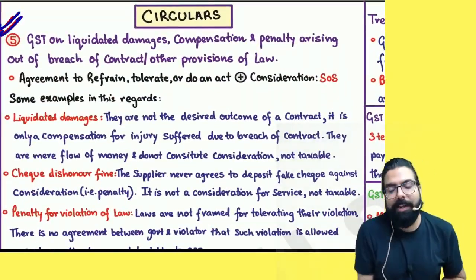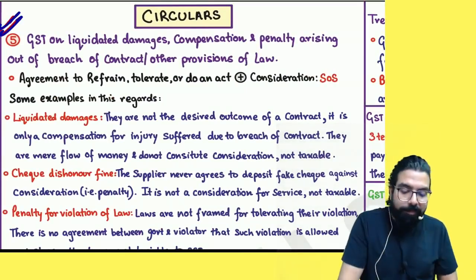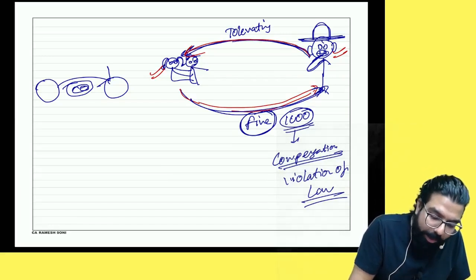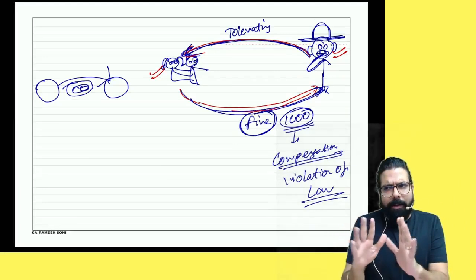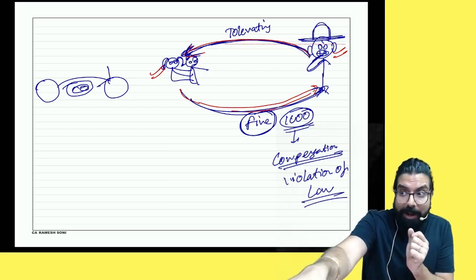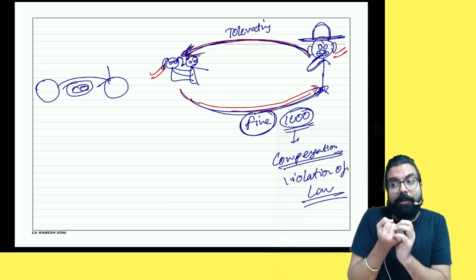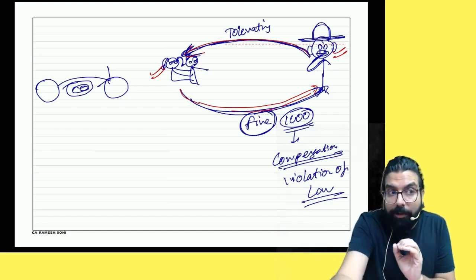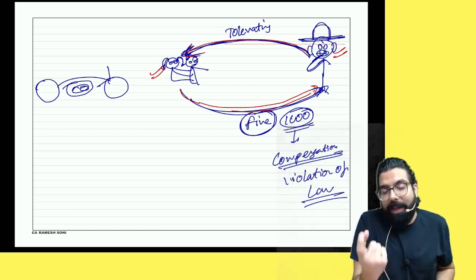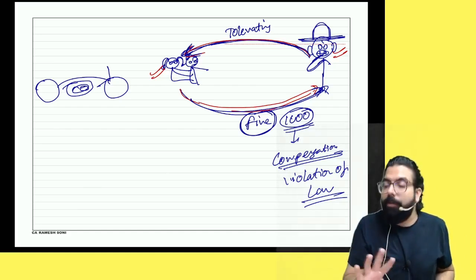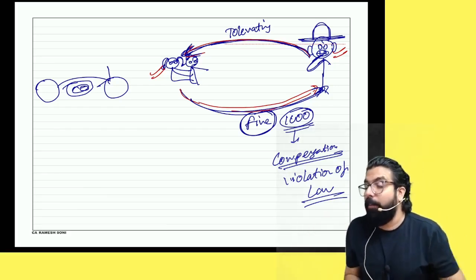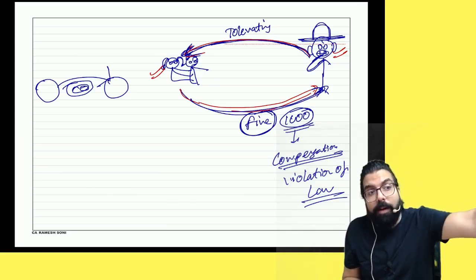Listen. People, tell me one thing. In this example of ours, everyone here, did the government do an agreement with you? Did the government ever make an agreement with you that I will tolerate that you don't wear a helmet, and you give me 1,000 rupees? So that 1,000 received by the government, is it consideration for any service given or mere compensation? Mere compensation. Taxable or not taxable? Not taxable.